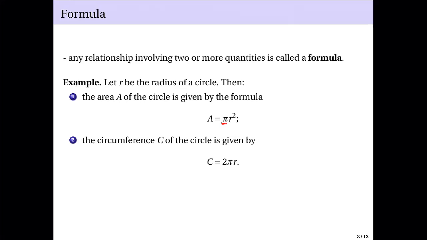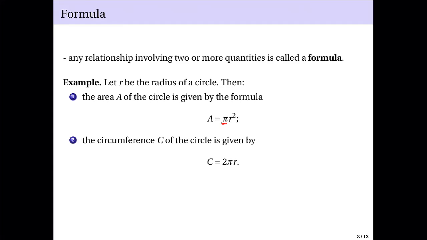Okay? And then, of course, you have the circumference, and that is equal to 2 pi r. So again, pi here, it's a number. 2 pi is just a number. R here, it's the given radius of the circle. Okay?